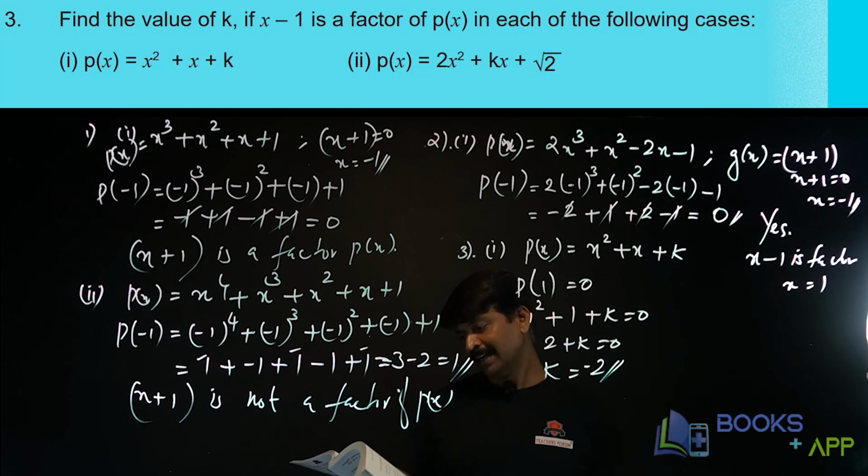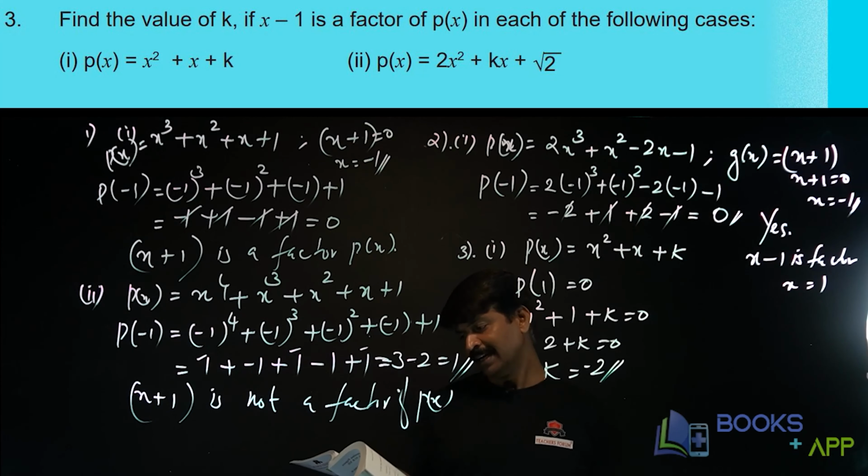You have to take 2 to the other side. So, it becomes minus 2, and root 2 to the other side, so it becomes minus root 2. Or if you want, you can take the minus outside, so it becomes minus 2 plus root 2, isn't it? So, this is the value of k when x minus 1 is a factor of this polynomial.